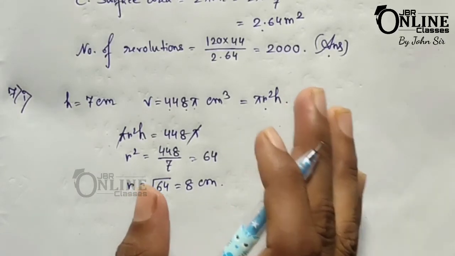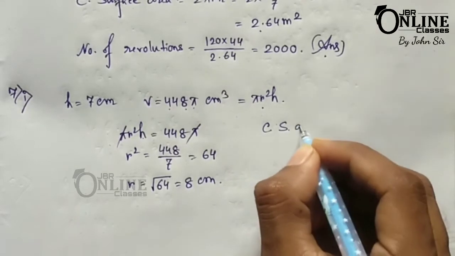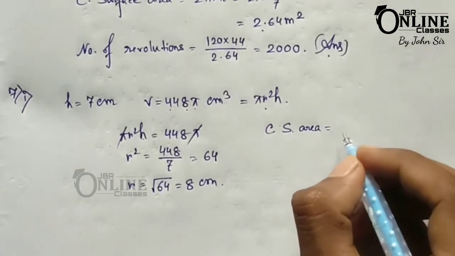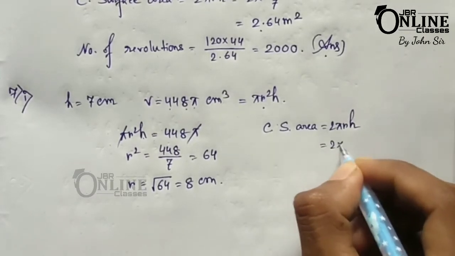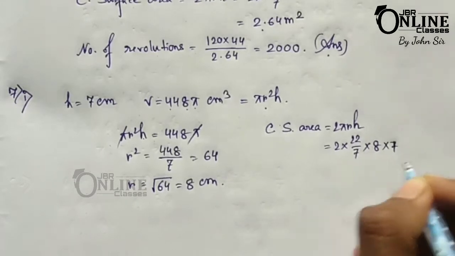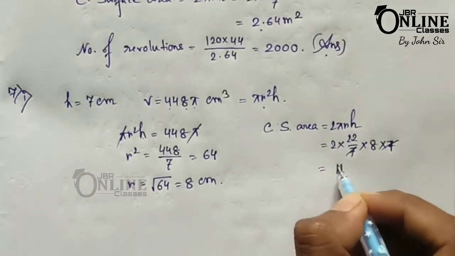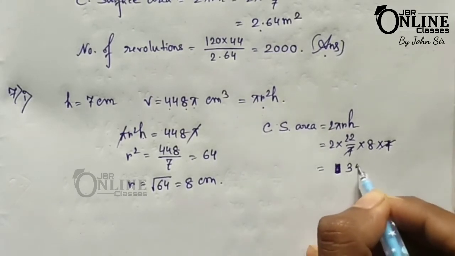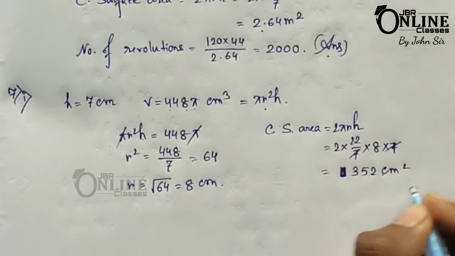Now you have to find out the lateral surface area, that means the curved surface area. The formula equals 2 pi R H. So 2 pi R H means 2 into 22 by 7, R means 8 and H means 7. So here 7 cancels out. So here 2 into 22 into 8 equals 352. So 352 centimeter square is the curved surface area.